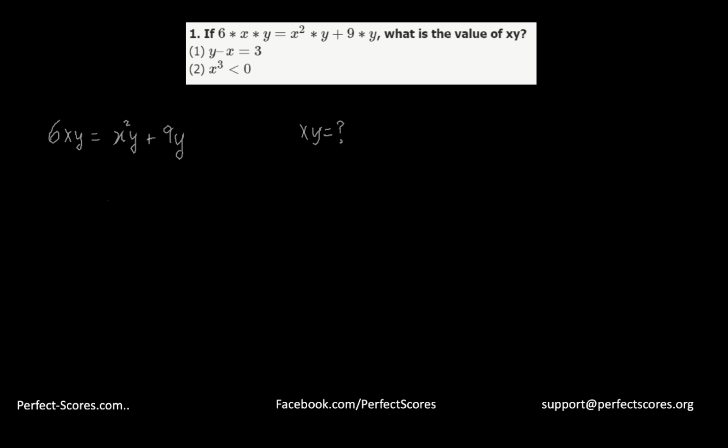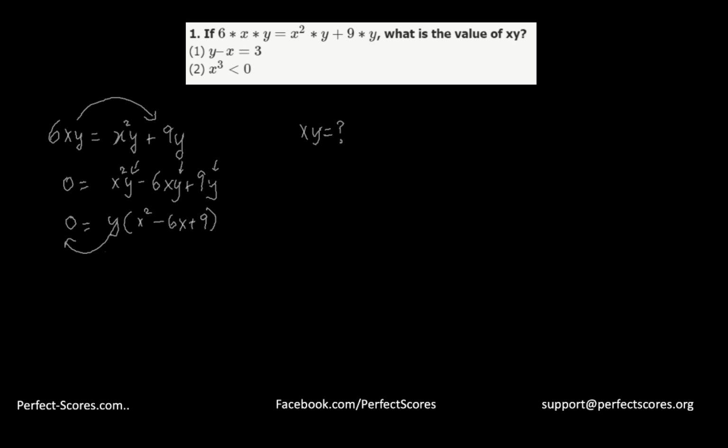Let's see. I think we should solve this first before we get to the answer options. It looks natural to me to take this to the other side and make this a quadratic equation. So this is going to be 0 equal to x square y minus 6xy plus 9y, right? Then I can take y out of all these terms: 0 equals y times (x squared minus 6x plus 9). And remember, I cannot take this y down and destroy it, unless I have some information about y.